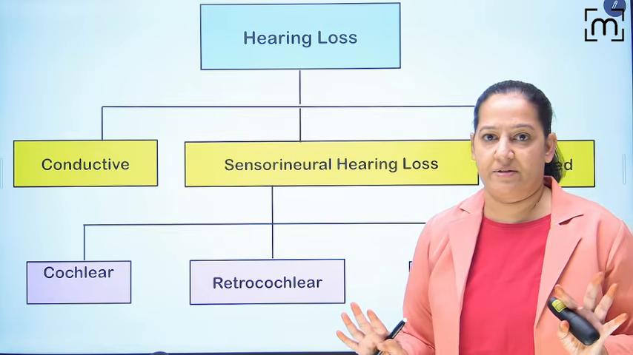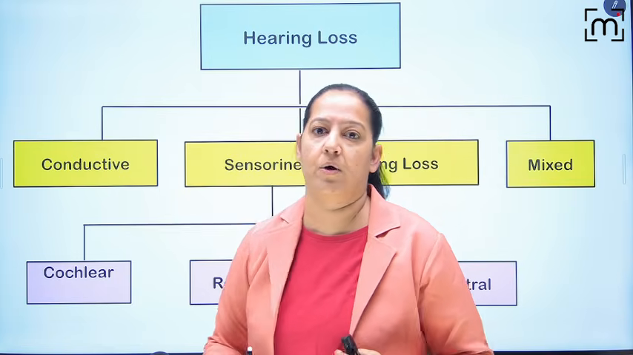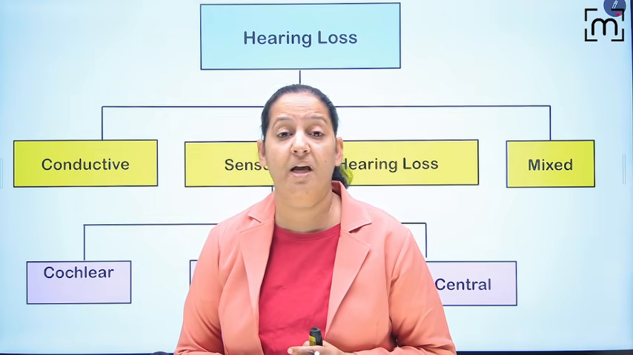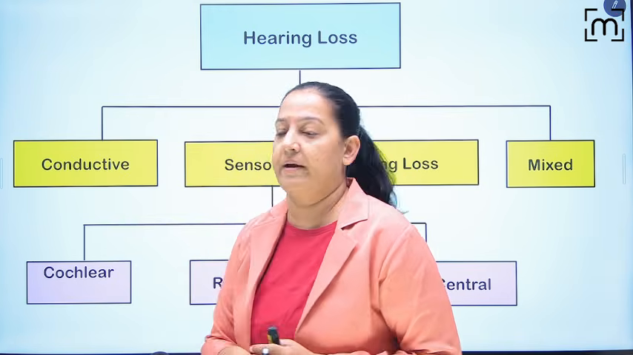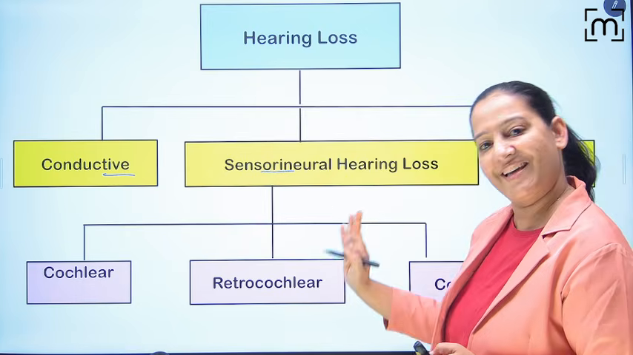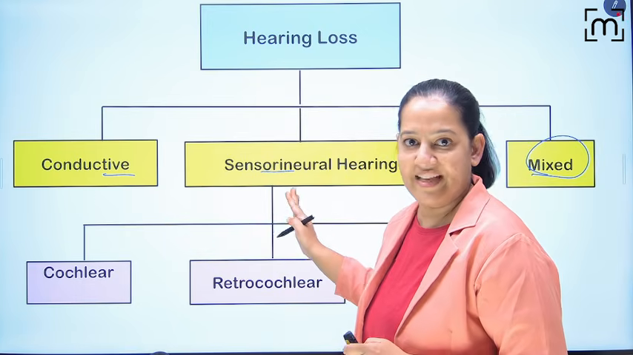So we have done that yesterday. Now I have started hearing loss. This little bit modification on the slide I have done. What are the types of hearing loss? There are 3 types of hearing loss: conductive, sensorineural, and mixed. Mixed is both. So basically 2 types of hearing loss, conductive and sensorineural.